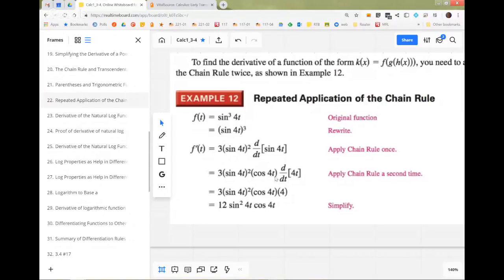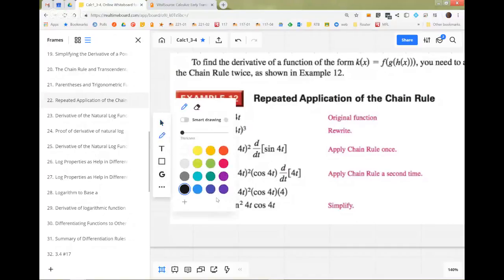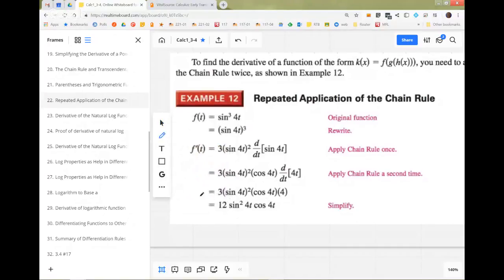So you're finally down to this right here, where we've done the chain rule twice, and then just bring it all together, because this stuff's all multiplied. So 3 times 4 is 12. And then go back to the shortcut notation: 12 sine squared 4t, cosine 4t.